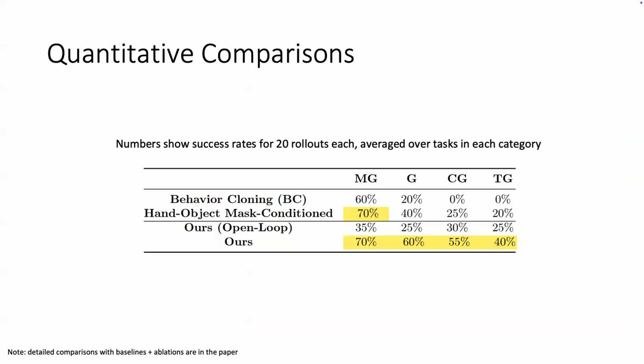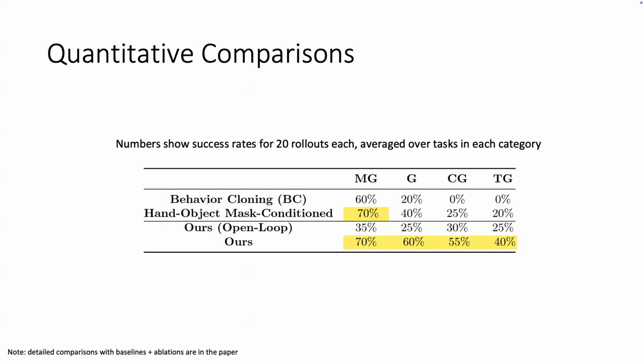In terms of numbers, if the top row shows the behavior cloning, the segmentation visual plan actually works pretty good in the mild generalization case when you are not changing lots of things. But as soon as you go into harder generalization cases like type generalization and so on, the segmentation-based approaches start to fail because they have not seen enough data.